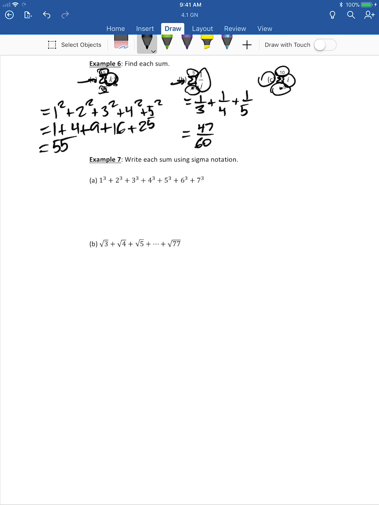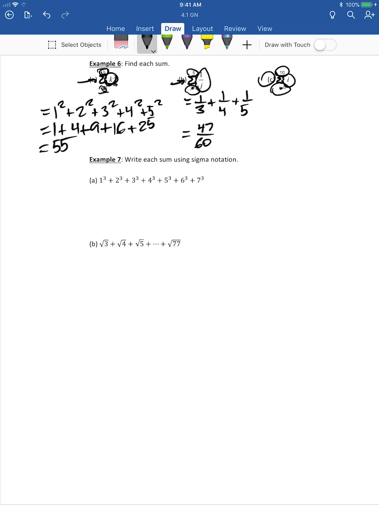Now, our final example for this section, I know it's been a little long, but sequences are kind of new and interesting to us, so I wanted to make sure that we get a good introduction to them. Write each sum using sigma notation. So now we can work backwards. Instead of being given the sigma notation, we're given a partial sum, and we want to work backwards and get our sigma notation from this.